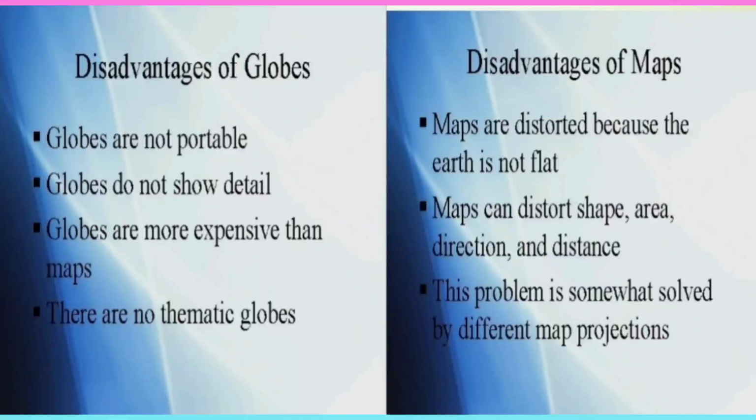Disadvantages of globes and maps. Globes are not portable. Globes do not show detail. Globes are more expensive than maps. There are no thematic globes. Maps are distorted because the earth is not flat. Maps can distort shape, area, direction and distance. This problem is somewhat solved by different map projections.